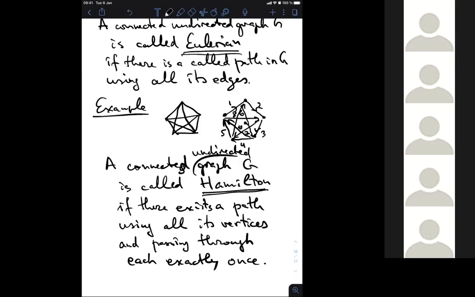Now this notion looks quite similar to the notion of an Eulerian graph, but it turns out that classification of Hamiltonian graphs is a much more difficult question. So in graph theory, it's sometimes difficult to say. There are similar notions for edges and for vertices, and the characterization problem of one can be very easy, and another one can be very difficult.